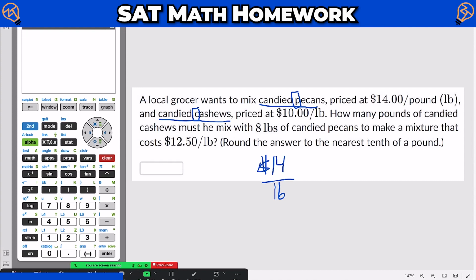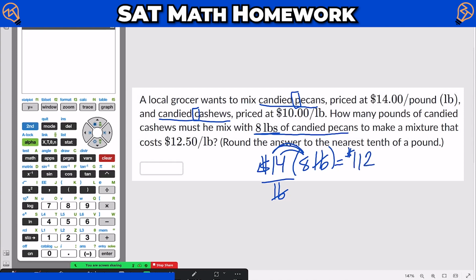So if it's $14 per pound, you can imagine you would have to multiply by however many pounds of pecans you get. Well, they do tell you that there's 8 pounds of candied pecans. So if you multiply by the 8 pounds, the pounds would cancel and you'd be left with the total price for those pecans. And we can multiply those. I like to treat this as 8 times 10 and 8 times 4, but obviously you can use your calculator.